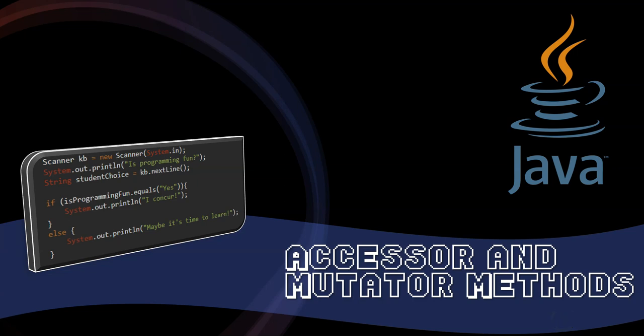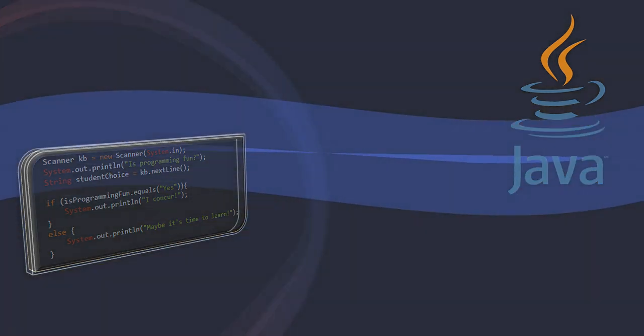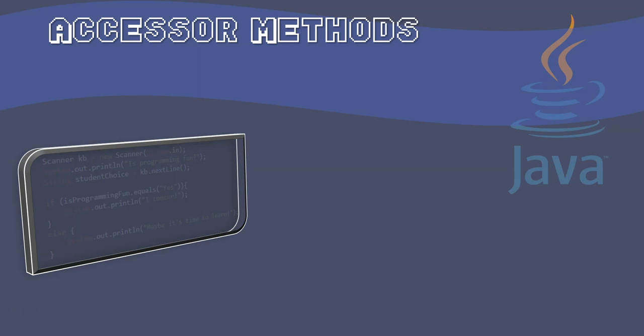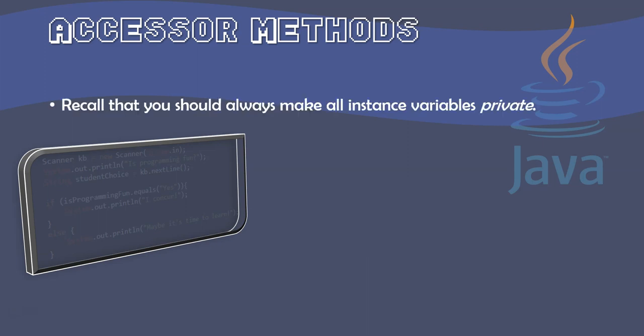And welcome back. As we continue looking at classes, we're now going to discuss accessor and mutator methods. So let's start first with accessor methods.